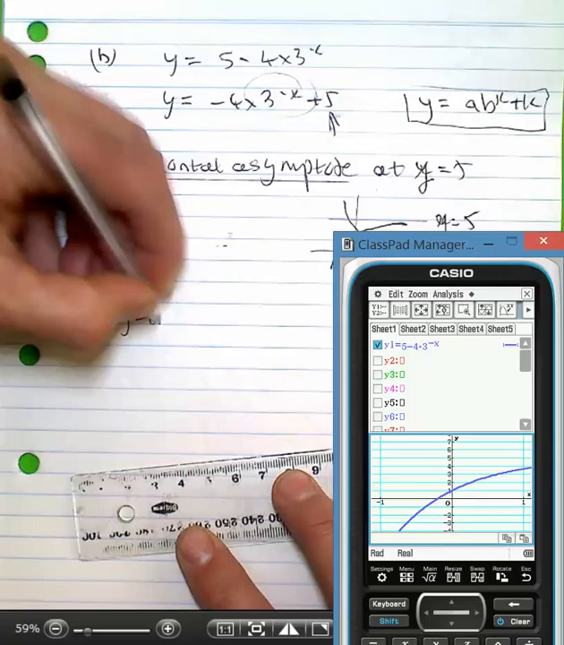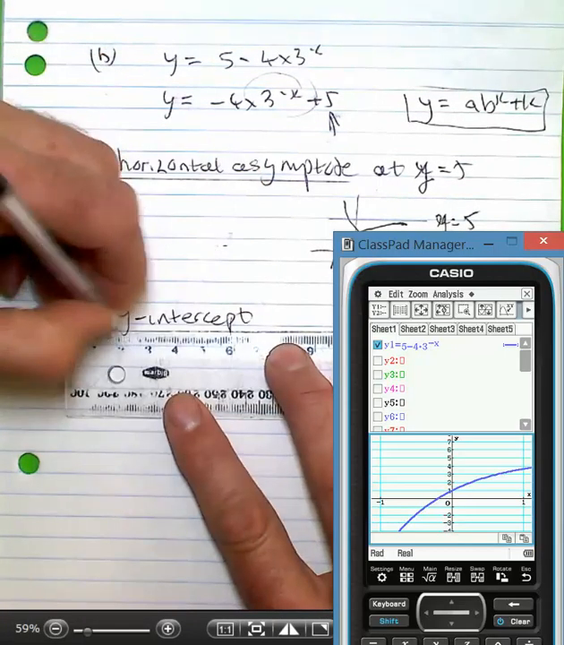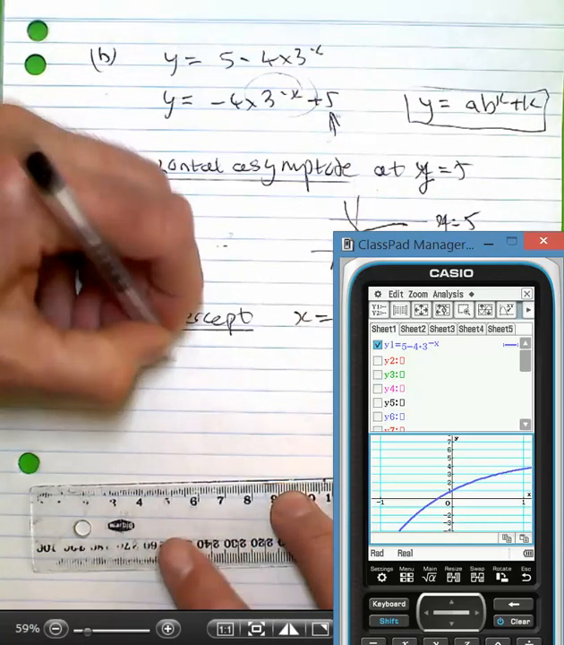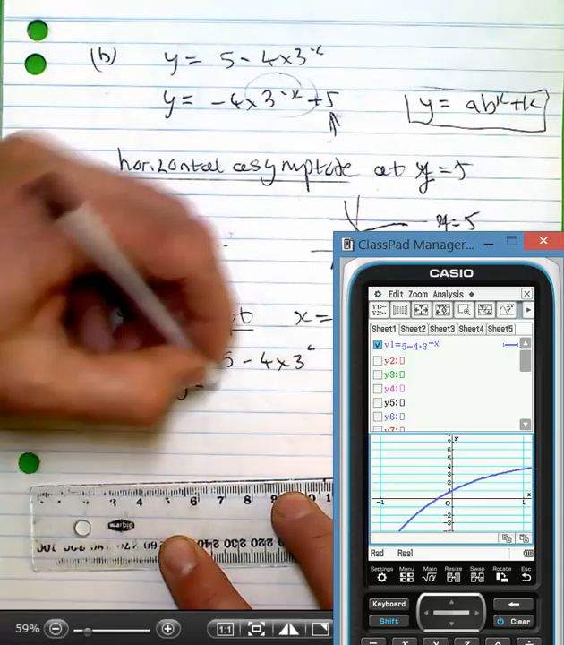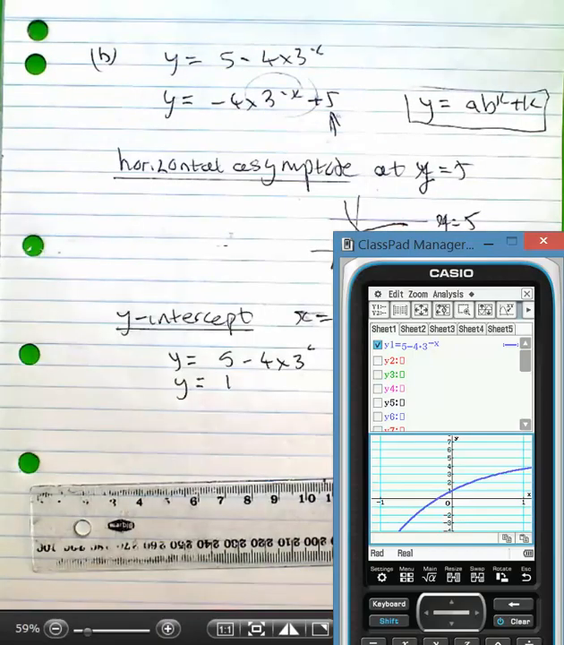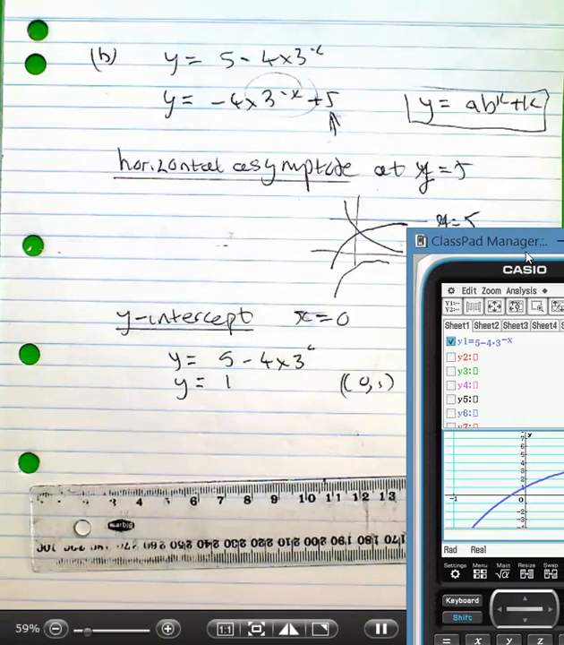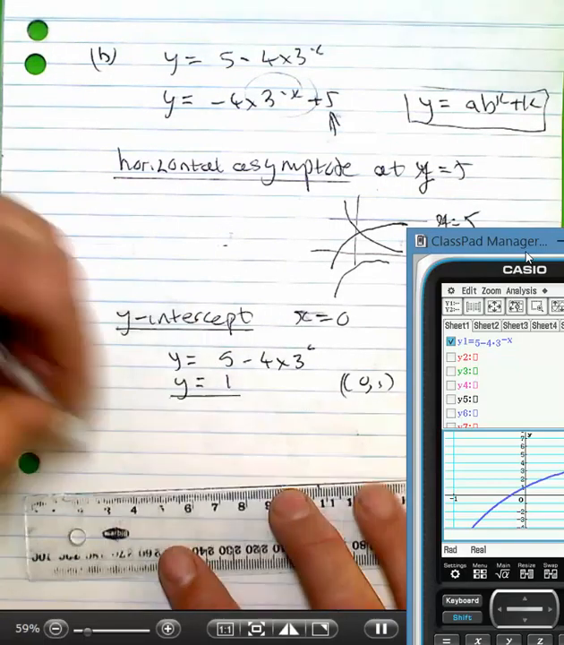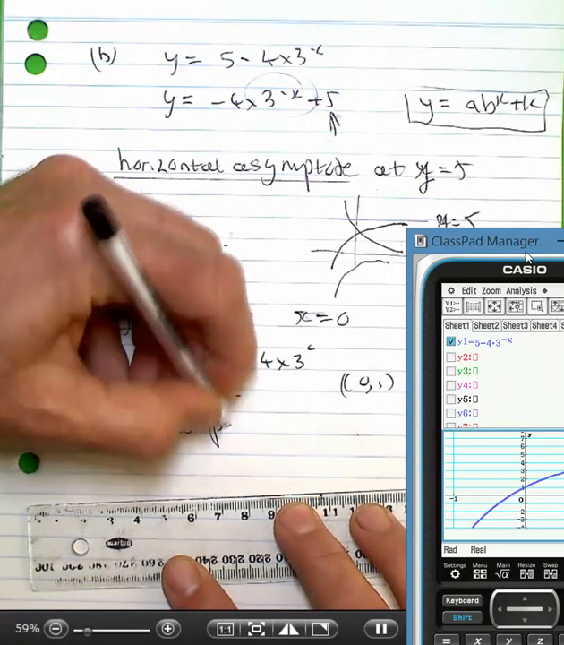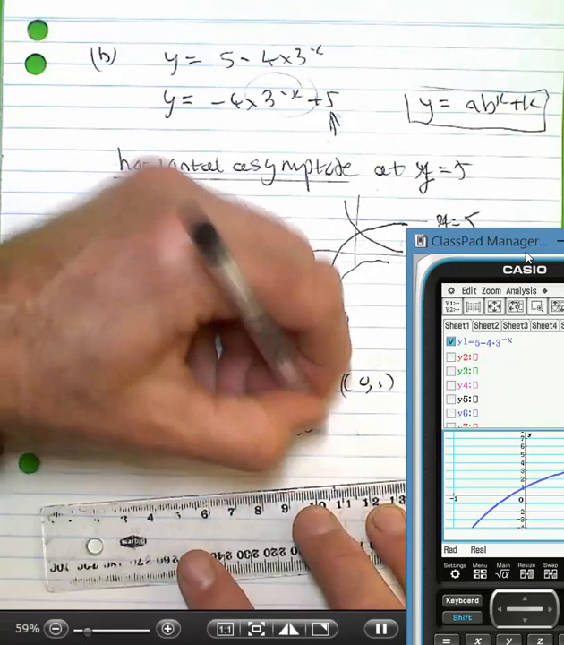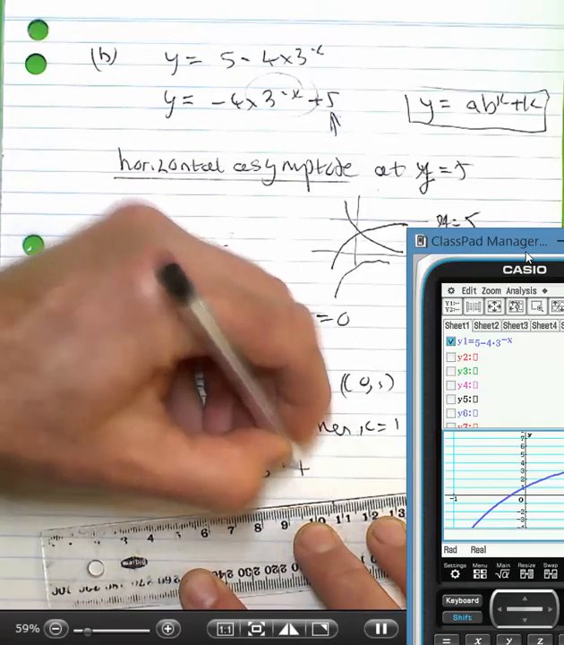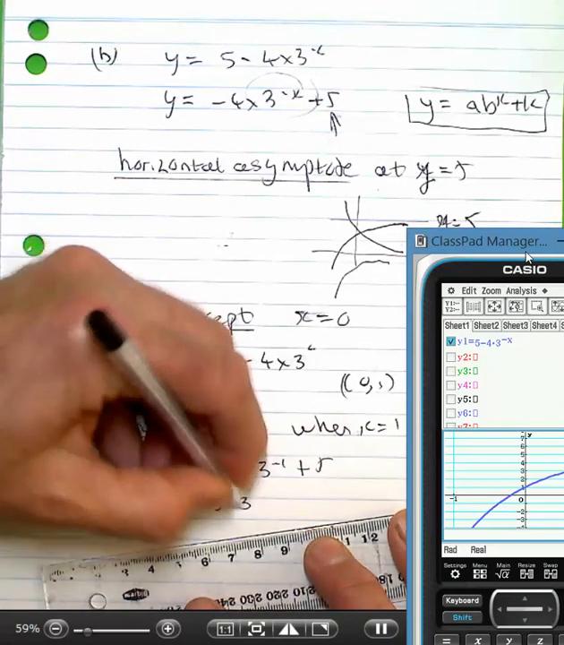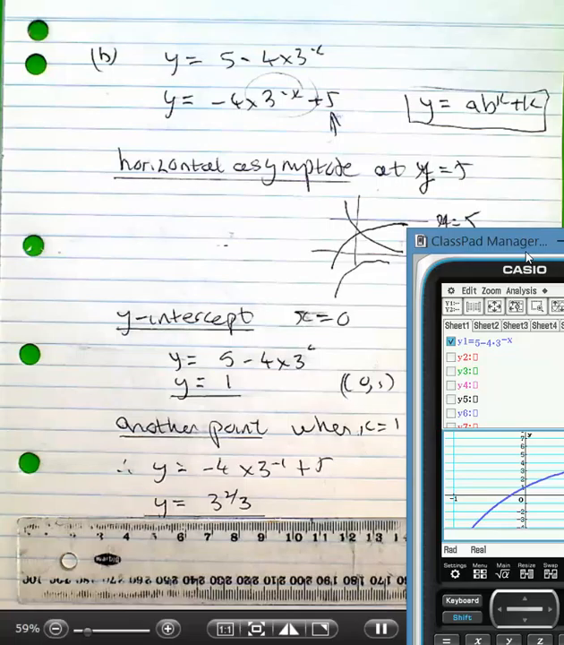I'll find my y-intercept as before, and that occurs when x is equal to 0. Or in other words, 1 to 0.01. Now for another point, I'll plug in when x is equal to 1. And that gives me 3 2/3. So you can see there, very much along the lines of my graphics calculator graph.